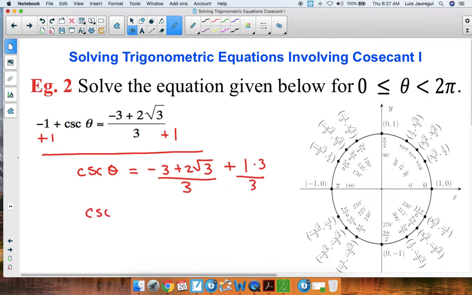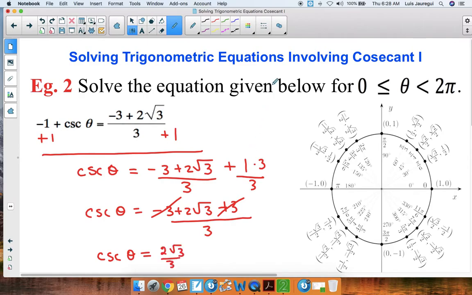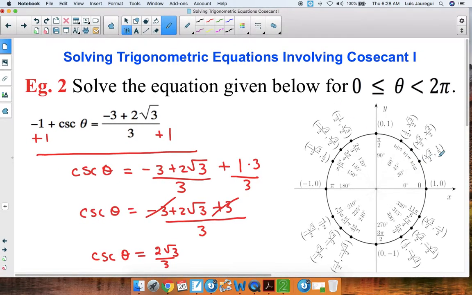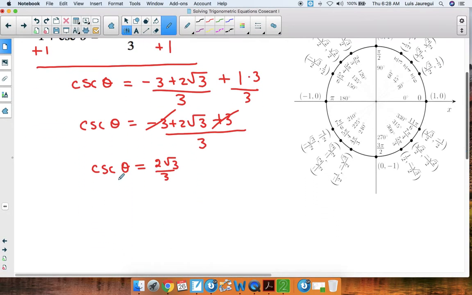So we have cosecant of theta is equal to negative 3 plus 2 times the square root of 3 plus 3, all over 3. And now notice that we can cancel the negative 3 with this positive 3. So we get that cosecant of theta is equal to 2 times the square root of 3 all over 3. Now what we want to do here is to get the reciprocal. Before we do that, we can rewrite this so you can see the extra step here. This is 1 over sine of theta is equal to 2 times the square root of 3 over 3.